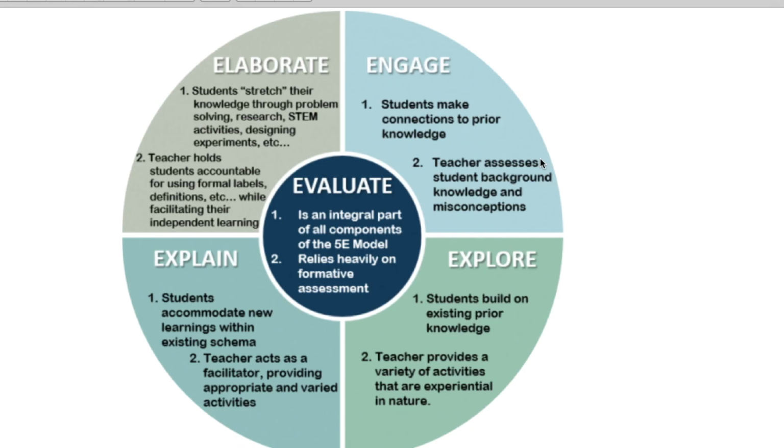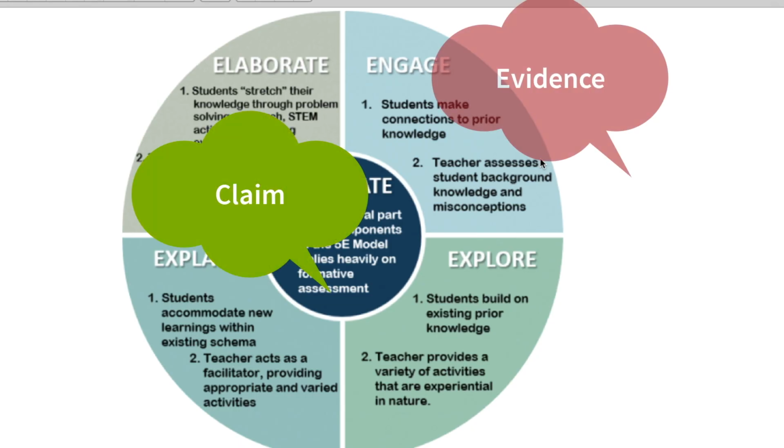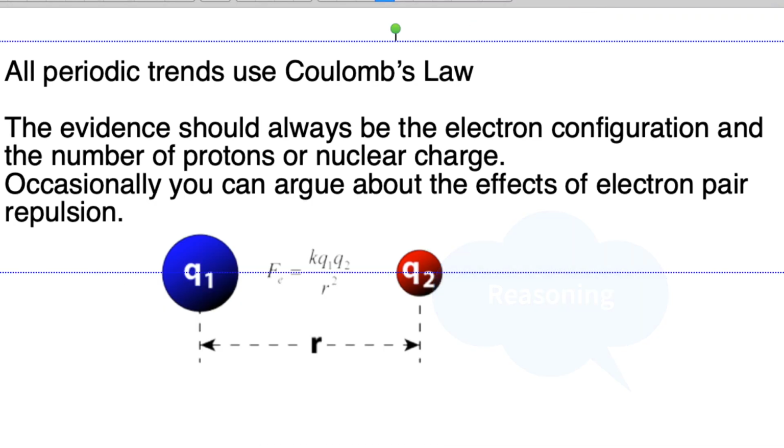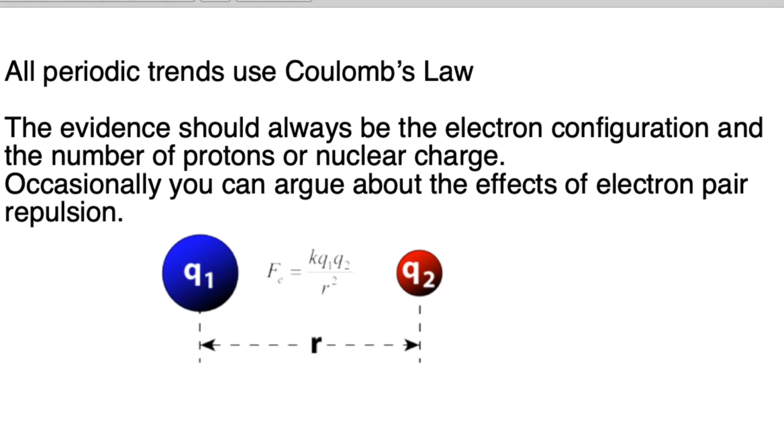So for this activity, it's all about designing a claim, evidence, reasoning of periodic trends. All periodic trends are based on Coulomb's Law. Coulomb's Law says that the force of attraction is related to the size of the charge, so Q1, Q2. For us right now, we're talking about the proton's charge being Q1 and the electron's charge being Q2, and also the distance. So the farther away those two things are, the less force of attraction there is. The closer together they are, the greater the force of attraction.